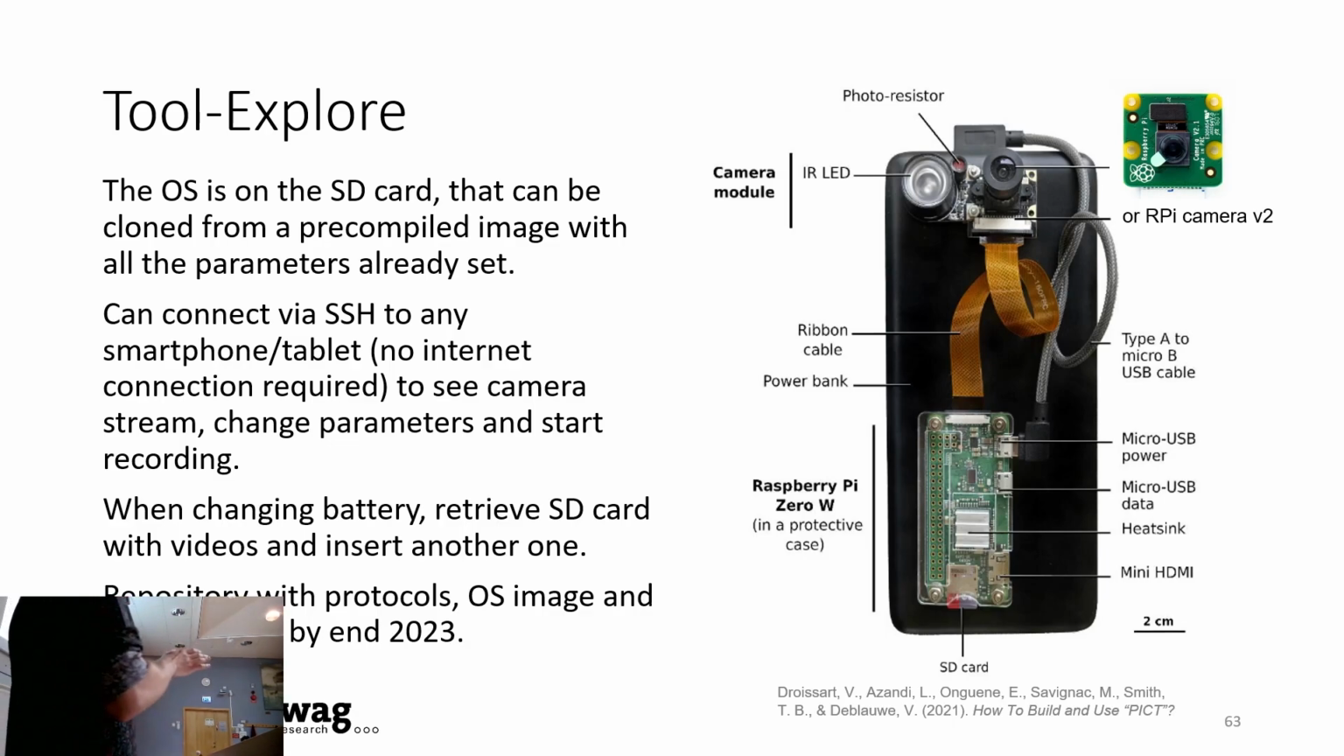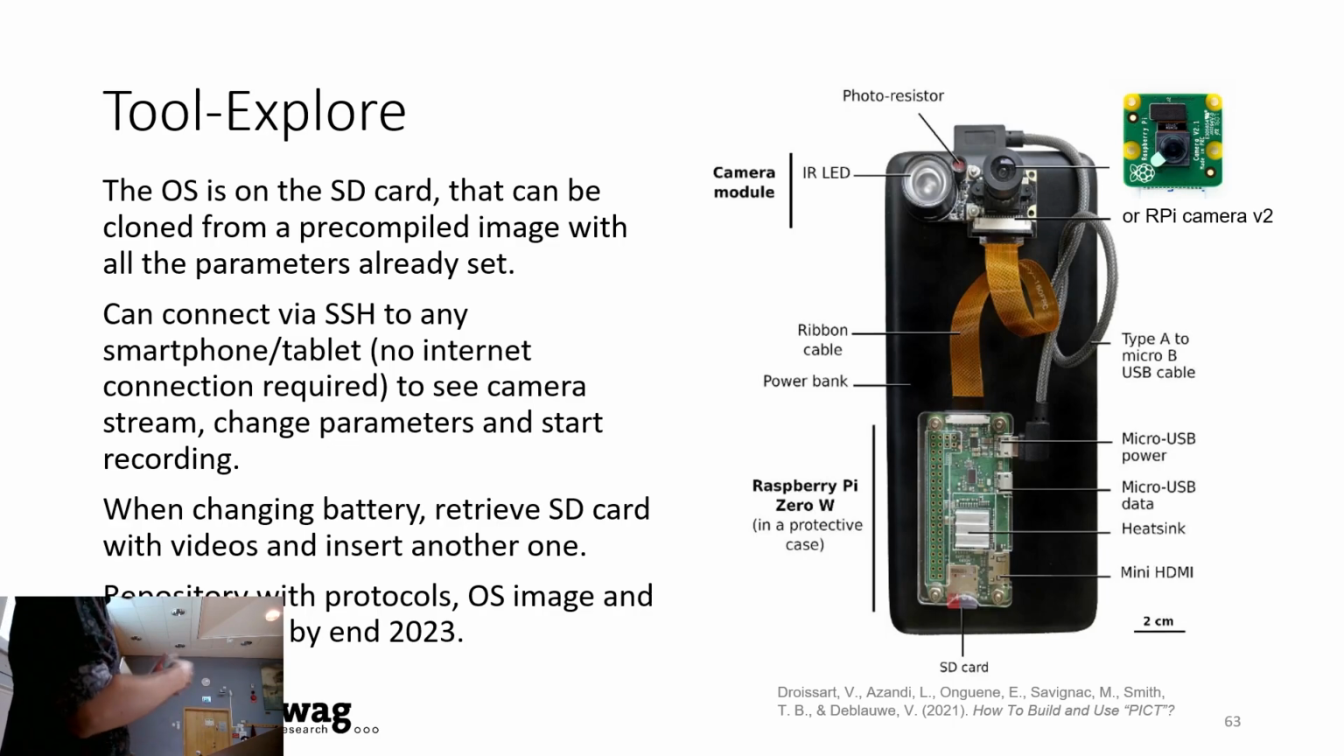So if you're not familiar with Raspberry Pi, the operating system lives on the SD card that is inserted in the Raspberry Pi. And I provide a precompiled image that you can just flash to it. You connect via SSH, you just have your phone as a hotspot, you connect to the Raspberry Pi, and with an app that is free, you can just interact with it without cables, without having to open the casing.